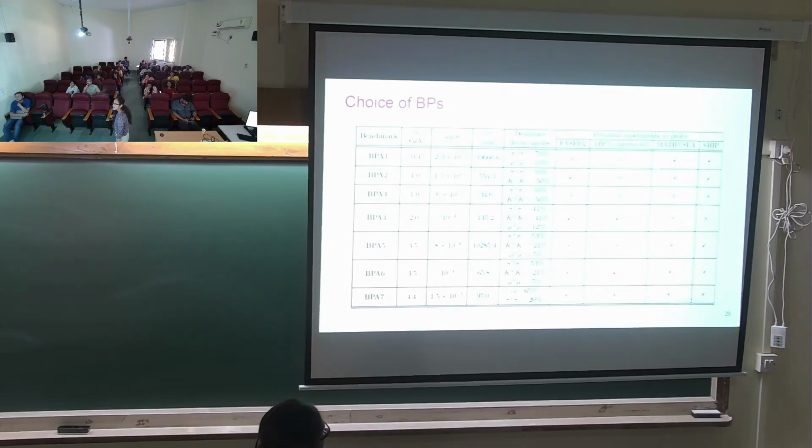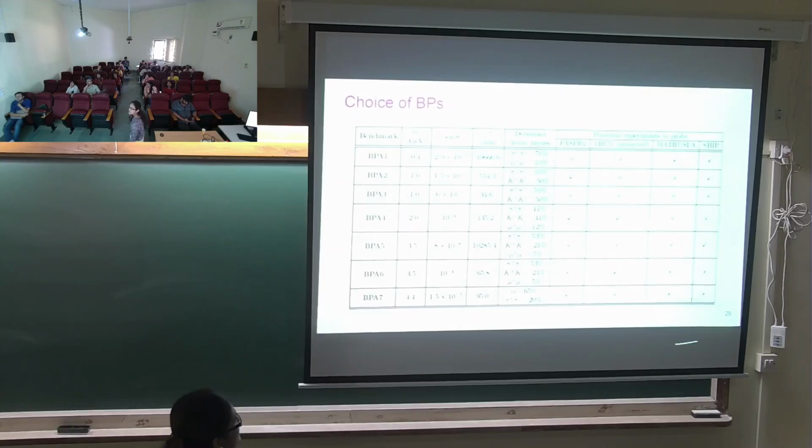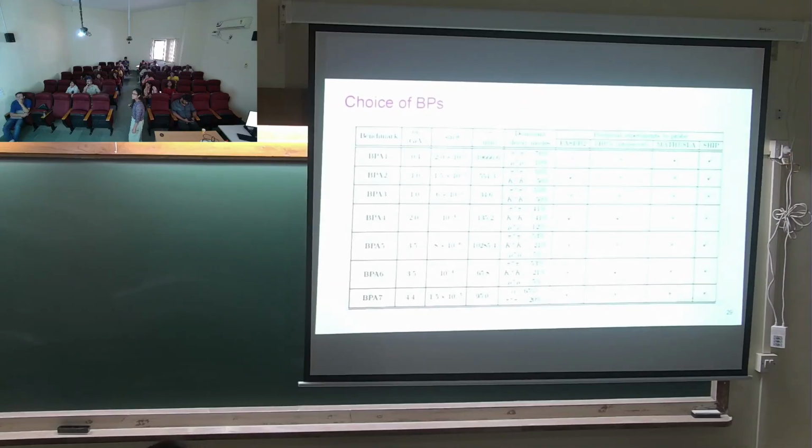So this is basically summarized in this table, and you can also see that depending upon the mass, the dominant decay modes change.